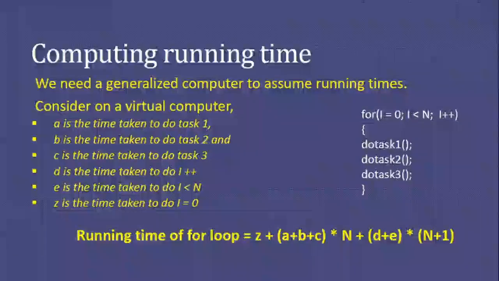These are present at the top of the for loop, and i equals 0 is going to get executed only once for the entire for loop. i less than n will be executed n plus 1 times. The i++ increment operator will be done n plus 1 times, and tasks 1, 2 and 3 will be done exactly n times.